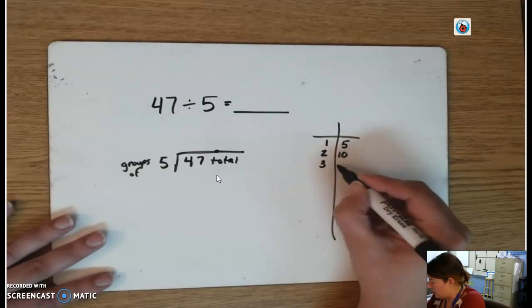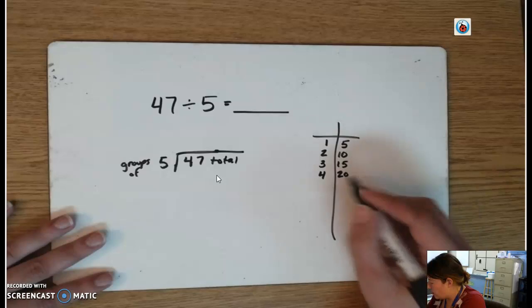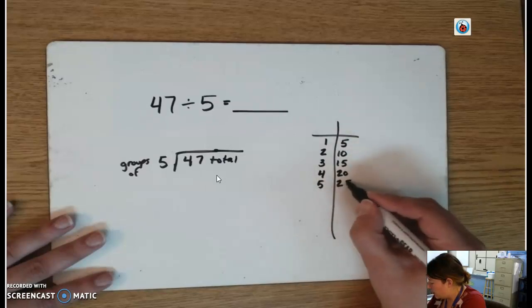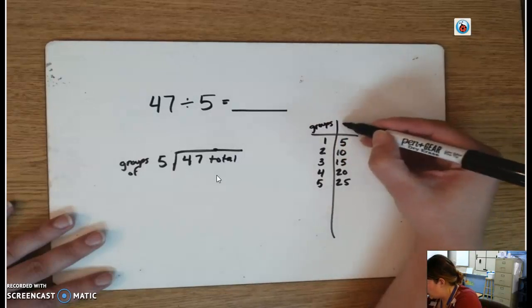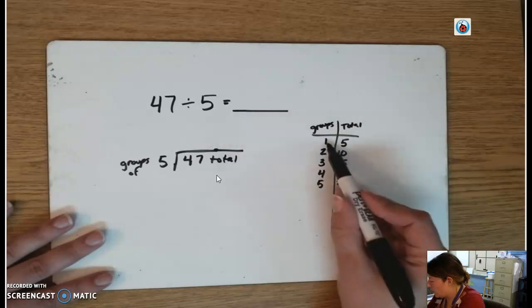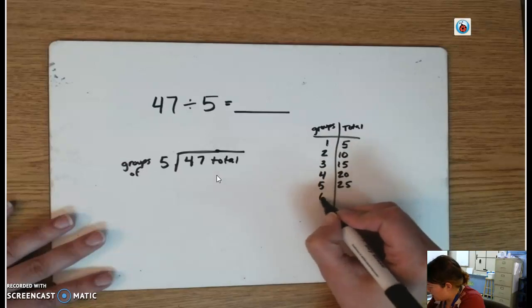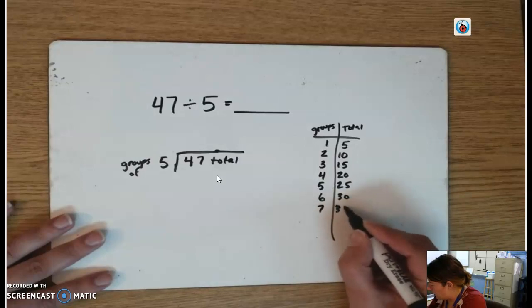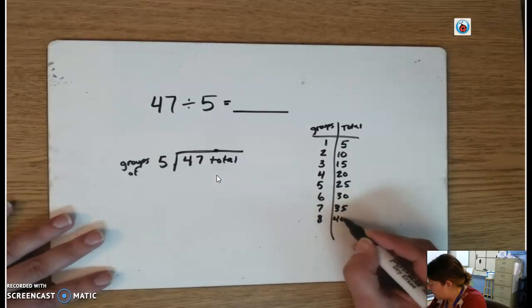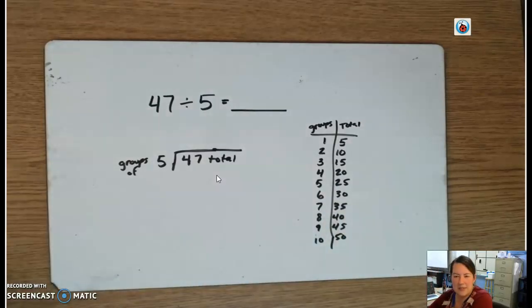If I had three groups of 5, that would be 15. I'm going to keep going and just list your multiples out. If I have 5 groups, that would be 25. So these are my groups, and this would be the total. So one group would be 5 total pieces, 2 groups, 10 total pieces, right? 3, you get the deal, okay? 6 groups would be 30, 7 groups would be 35, 8 groups would be 40, 9 groups would be 45, and 10 groups would be 50 pieces.